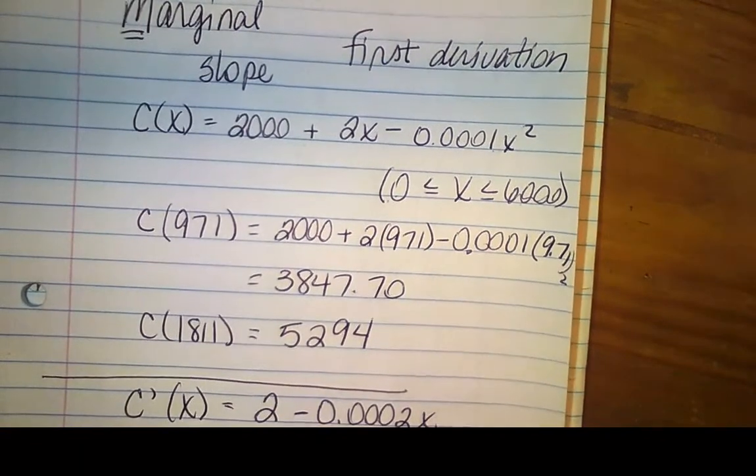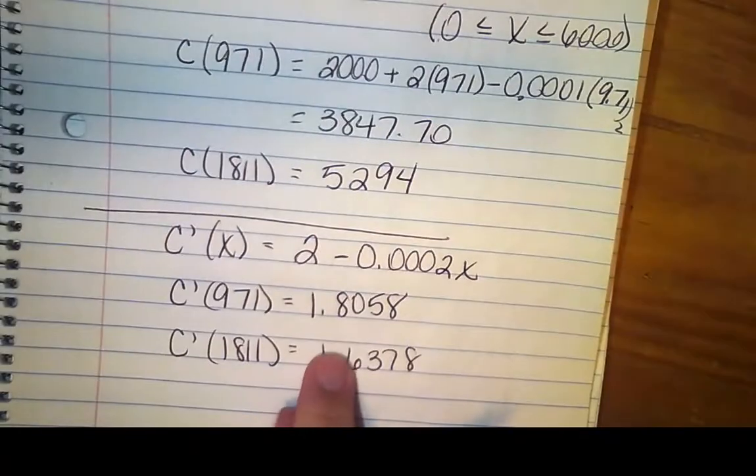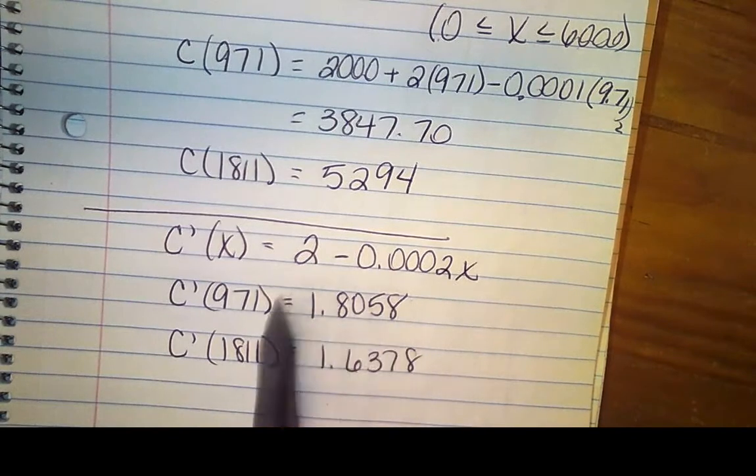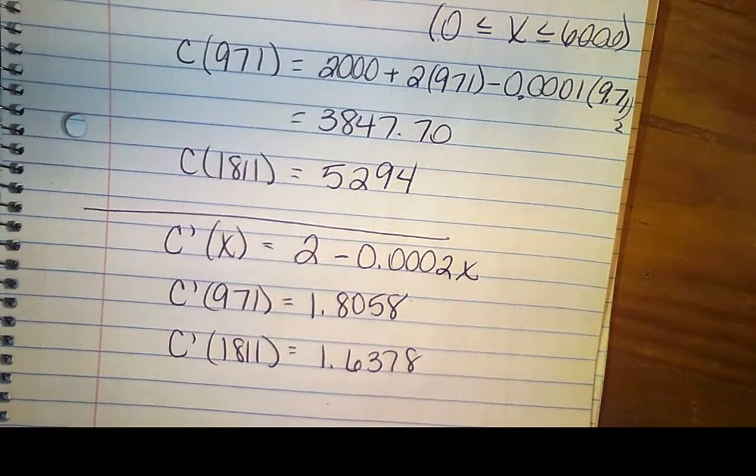It is cheaper per item to produce this. You can't see, all right, because it's only $1.63. Now, these are positive values, which means the cost is still going up. The cost is still going up. It's just not going up rapidly. All right, so that means you could do number 2.